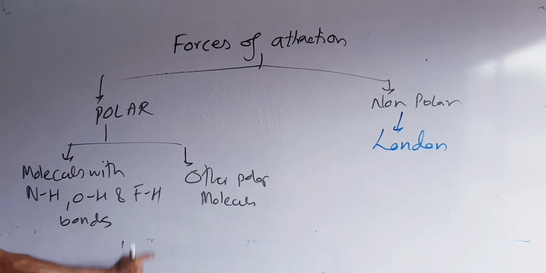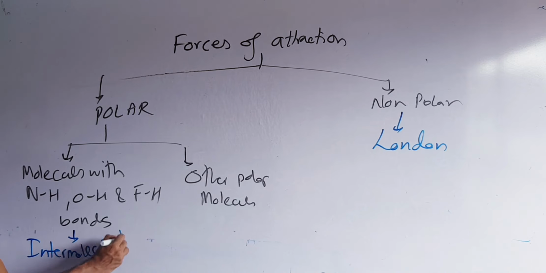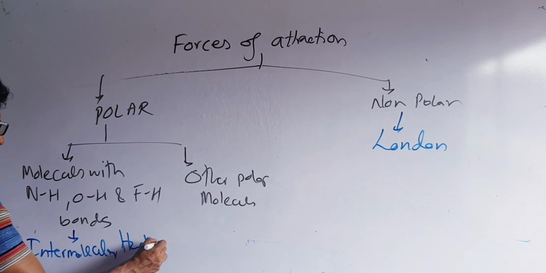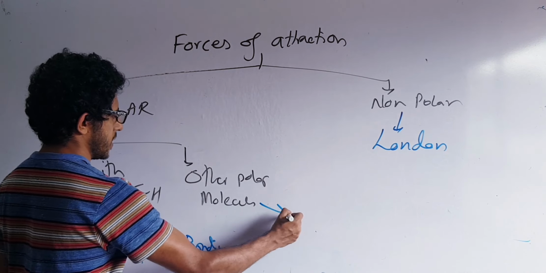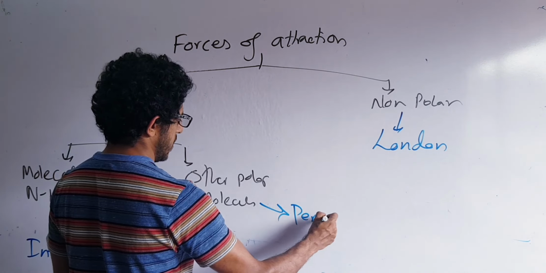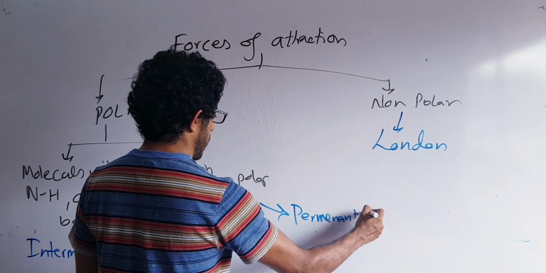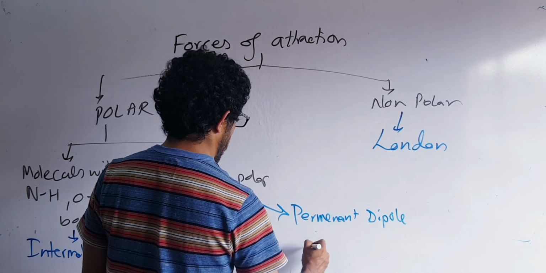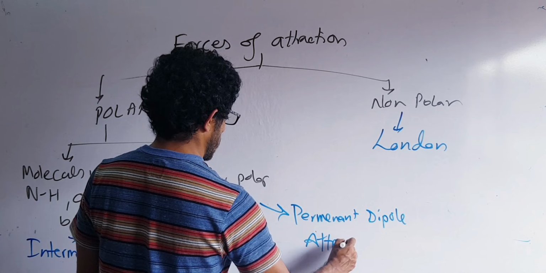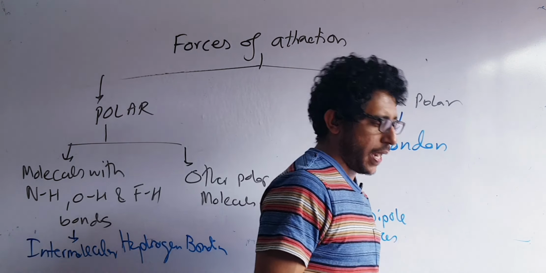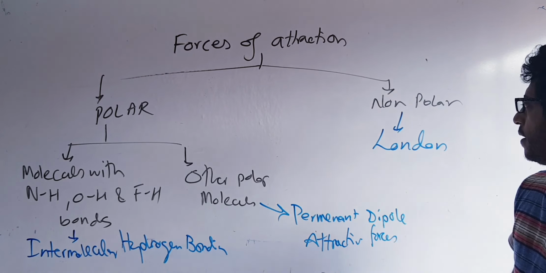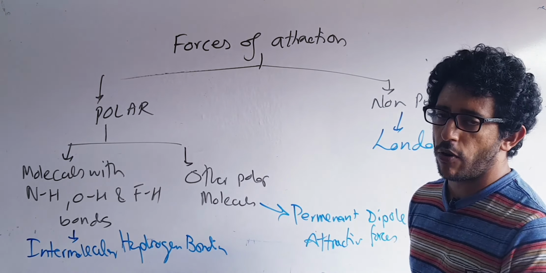Molecules with NH, OH and FH bonds, we say it has intermolecular hydrogen bonding. This one we say they have permanent dipole attractive forces. So these are the three common types of forces of attraction we have: London forces, intermolecular hydrogen bonding and permanent dipole attractive forces.